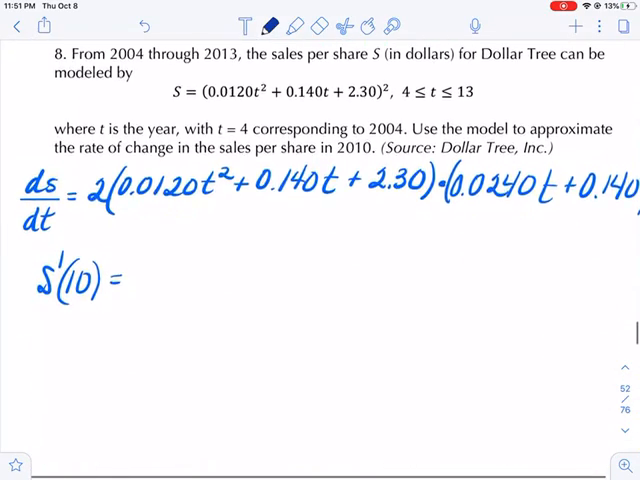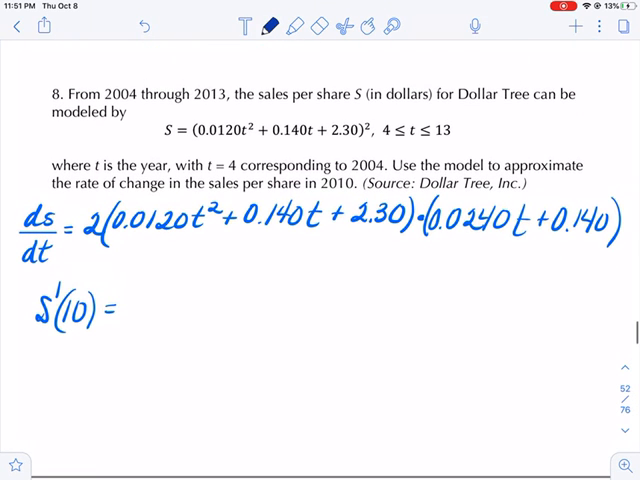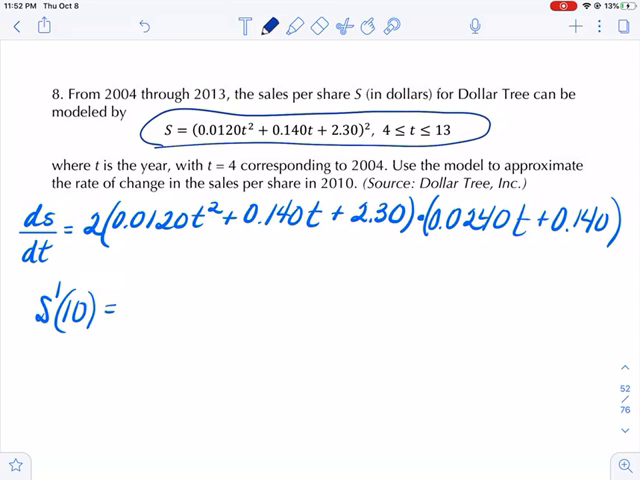We have number 8 yet? Okay, number 8 I'm going to shorten a little bit and let you try this out with your calculator too. So from 2004 through 2013, the sales per share S in dollars for Dollar Tree can be modeled by this equation. It only gives you from 4 to 13, so you're thinking 2004 to 2013 because it tells you that T is the year with T equals 4 corresponding to 2004. Use the model to approximate the rate of change in the sales per share in 2010.